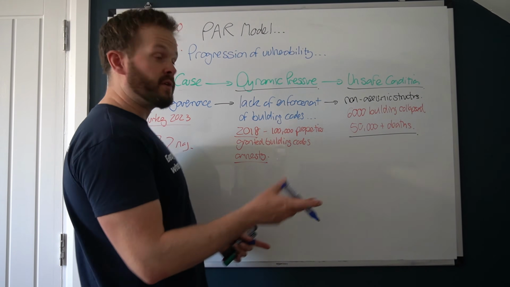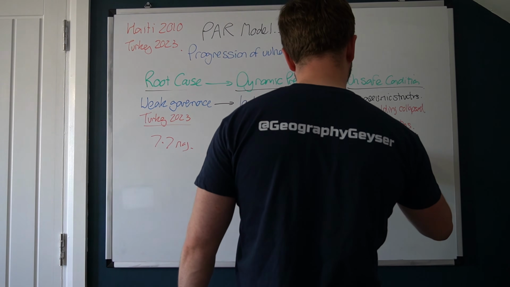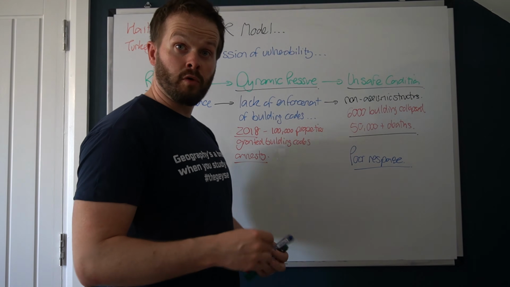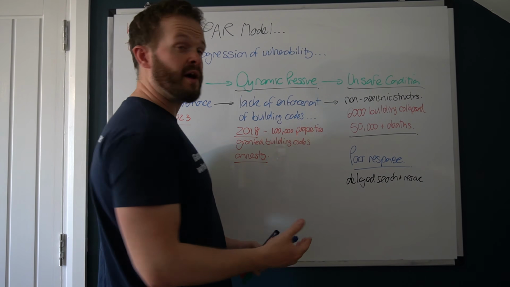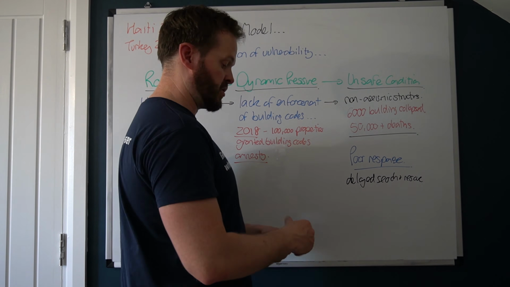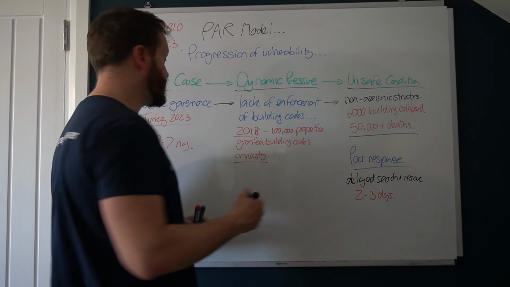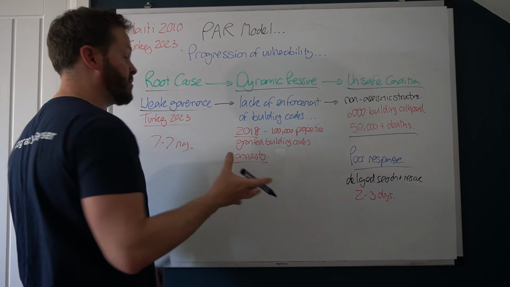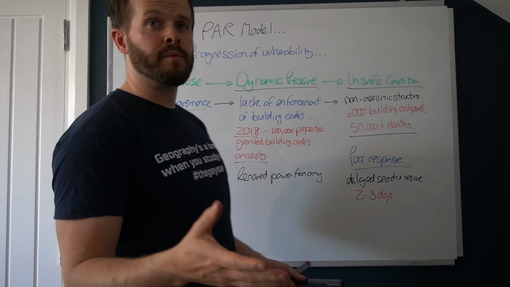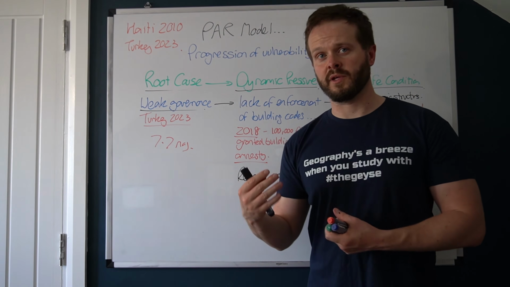So one of the unsafe conditions was, and we're just going to skip forward, that there was a poor response. Usually when we're talking about that, there's a delayed search and rescue, and it was delayed by around 2 to 3 days. Now, the reason for that is that the government, again, a symptom of weak governance, removed power from the army. So they took that power away from the army.